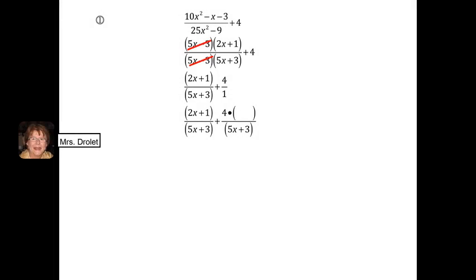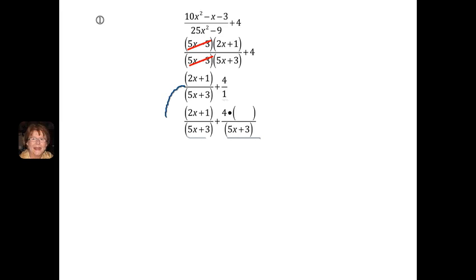When we're adding rational expressions, we must have a lowest common denominator. If it's a factor in the original denominator, it's a factor in the lowest common denominator. Well, it's understood that 1 is a factor. So our lowest common denominator is 5x plus 3. What do we do next? We must find equivalent fractions if we changed the fraction.